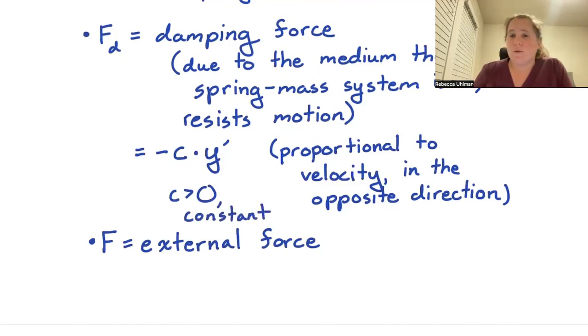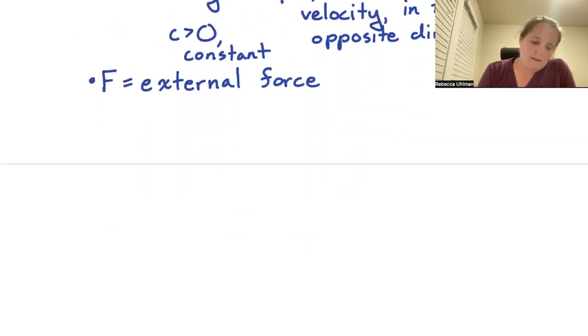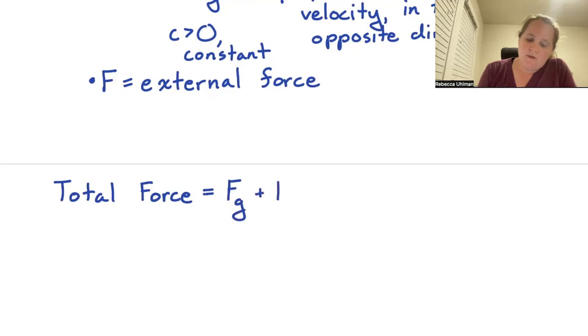So these are our four forces acting. So essentially what we're looking for is then our total force, which should be equal to the force due to gravity plus the force due to the spring plus the force due to damping plus our external force.